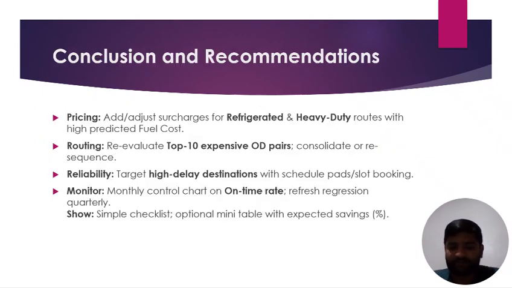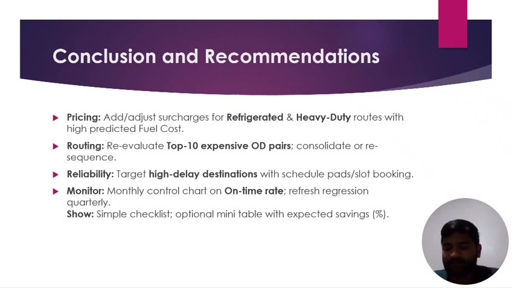The conclusion and recommendation. The main recommendations are as follows according to the study. Pricing. Think about increasing or changing surcharges for routes that are serviced by refrigerated and heavy-duty trucks, particularly when the predictive model predicts that fuel expenditure will be high. The second one is routing. Rethink the top 10 most expensive origin destination pairs to see if there are ways to combine or rearrange routes in order to increase efficiency.